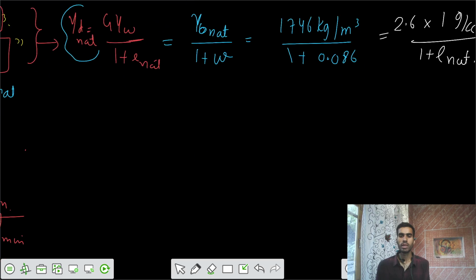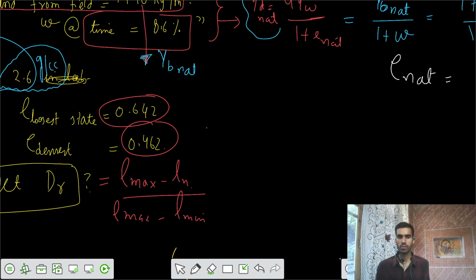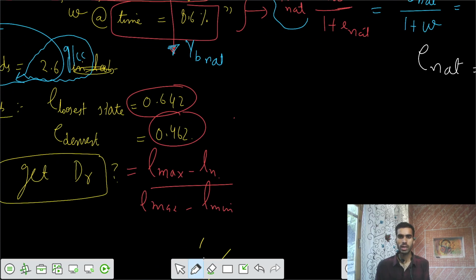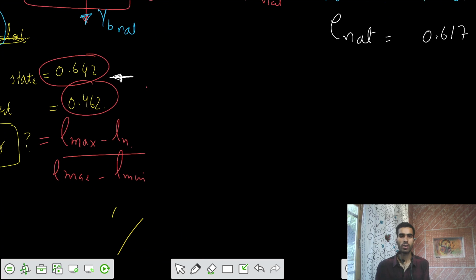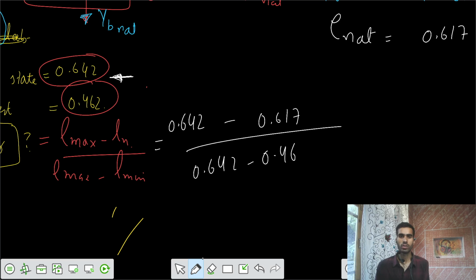So e natural solved from this equation comes out to be 0.617. That 0.617 is in between the two values. So we can substitute that value here: e max was 0.642 minus e natural, divided by 0.642 minus 0.462, is equal to some value of Dr, equal to 0.1388. That is less than 15%.